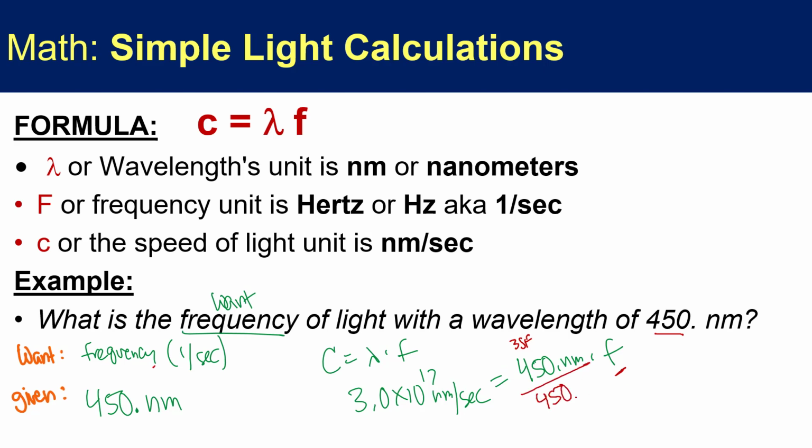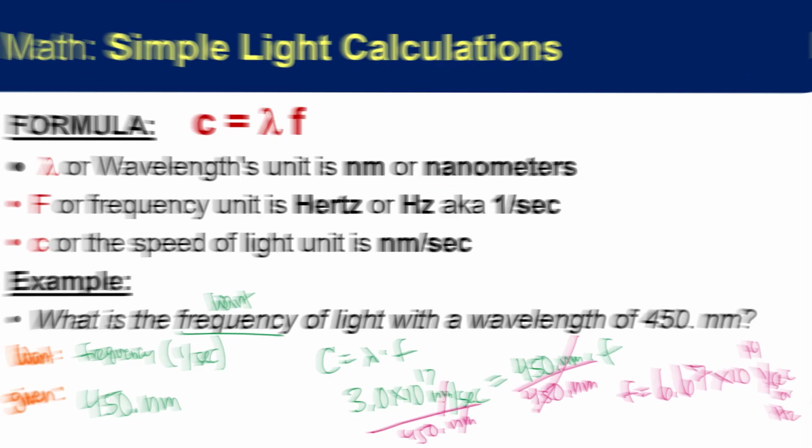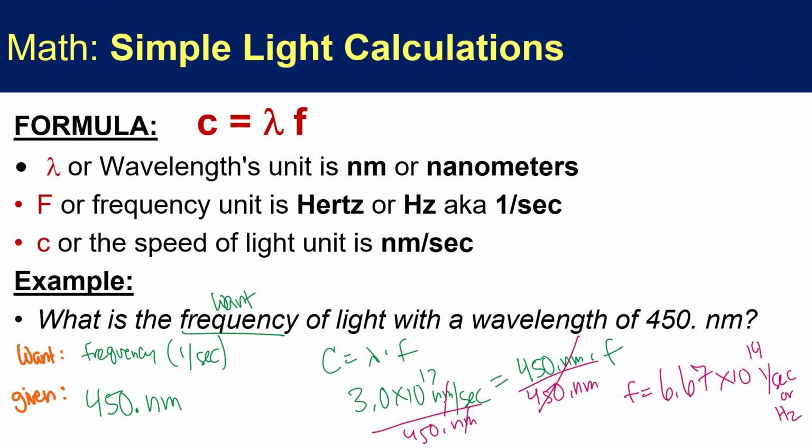I'm going to divide by 450 nanometers on this side. What I do to one side, I do to the other. 450 nanometers is going to cancel this entire side here, except for the frequency. I'm going to be able to cancel my nanometers, and I'm going to do my mathematics. And that would give me a frequency of 6.67 times 10 to the 14 cycles per second, or hertz. And that is the way we solve those.